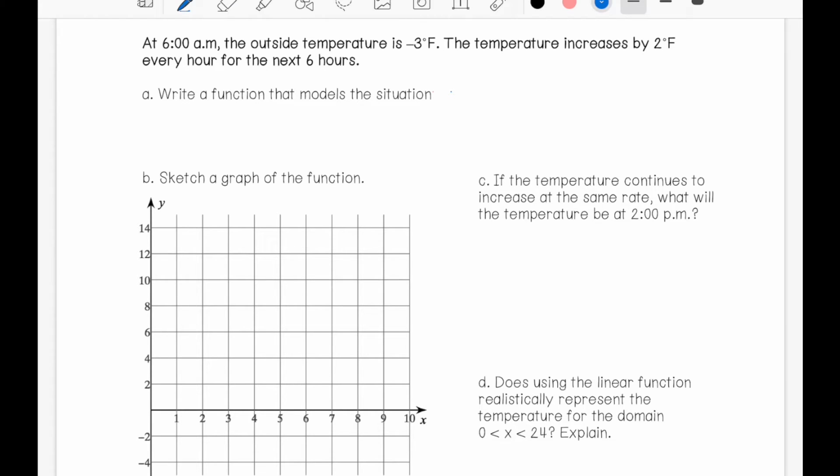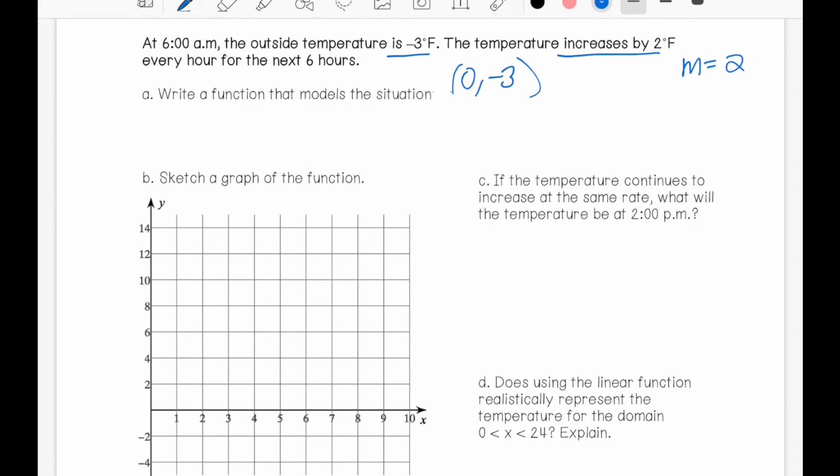Now we have a graphing question. At 6 a.m., the outside temperature is -3 degrees Fahrenheit. The temperature increases by 2 degrees Fahrenheit for every hour for the next 6 hours. Write a function that models the situation. Okay, so deciphering information, we know that the temperature increasing, that's going to be a positive slope, right? Our temperature is getting warmer, and our slope is 2. Our starting temperature, or our y-intercept, is this value for our temperature, that is -3. So we could think about when we're graphing it, that would be at the point 0, -3.